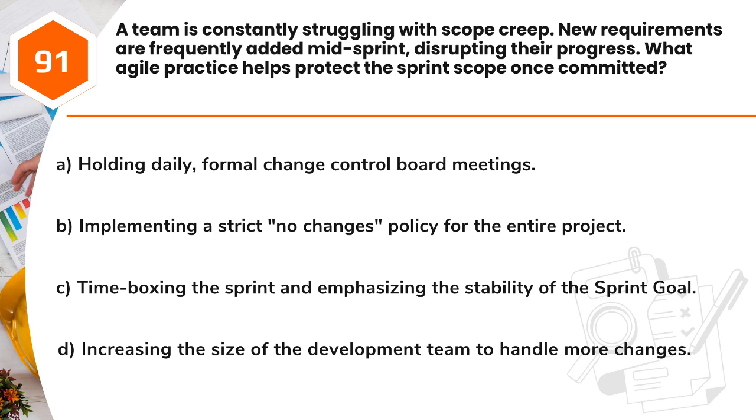Question 91. A team is constantly struggling with scope creep. New requirements are frequently added mid-sprint, disrupting their progress. What Agile practice helps protect the sprint scope once committed? A. Holding daily, formal change control board meetings. B. Implementing a strict, no changes, policy for the entire project. C. Timeboxing the sprint and emphasizing the stability of the sprint goal. D. Increasing the size of the development team to handle more changes.